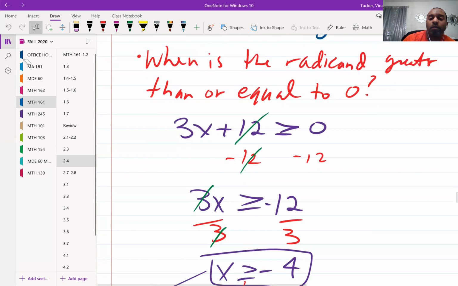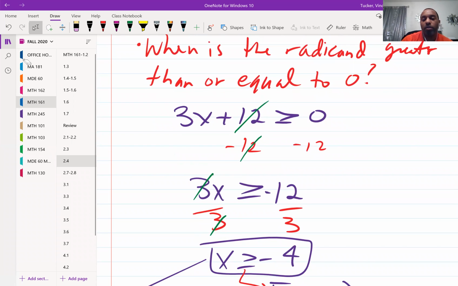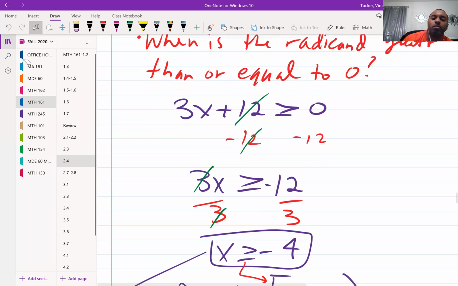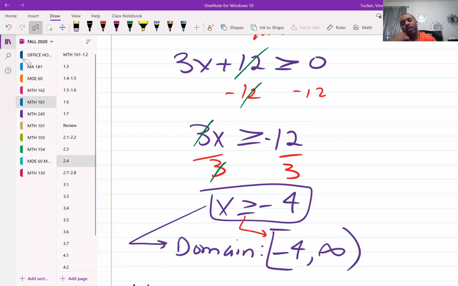Solve for x, and we have x is greater than or equal to negative 4. Once again, let me know if I'm scrolling up too fast. All right. So that means our domain would be a bracket this time because we're okay with using negative 4. We just cannot use anything less than negative 4. So there's a bracket over the negative 4 to positive infinity, parentheses over the positive infinity.